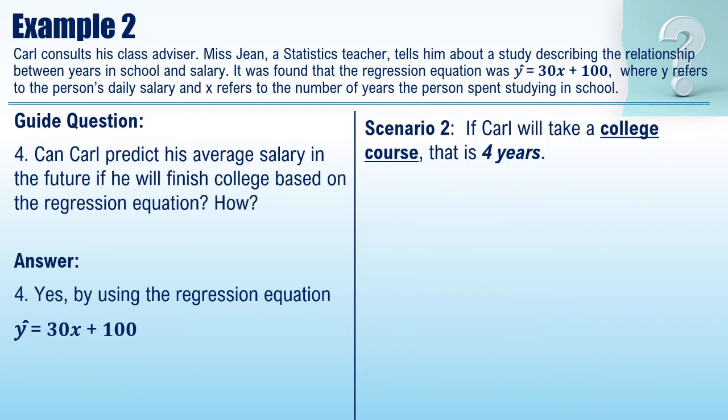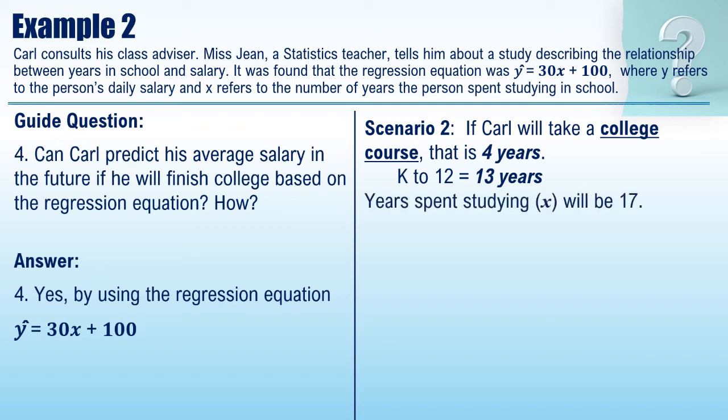Now let's look at the second scenario. If Carl will pursue his plan of taking a college course, and that is approximately 4 years. For our computation, K to 12 gives us 13 years. Years spent in studying will be 17. So 4 plus 13 is 17, and your x will be 17.